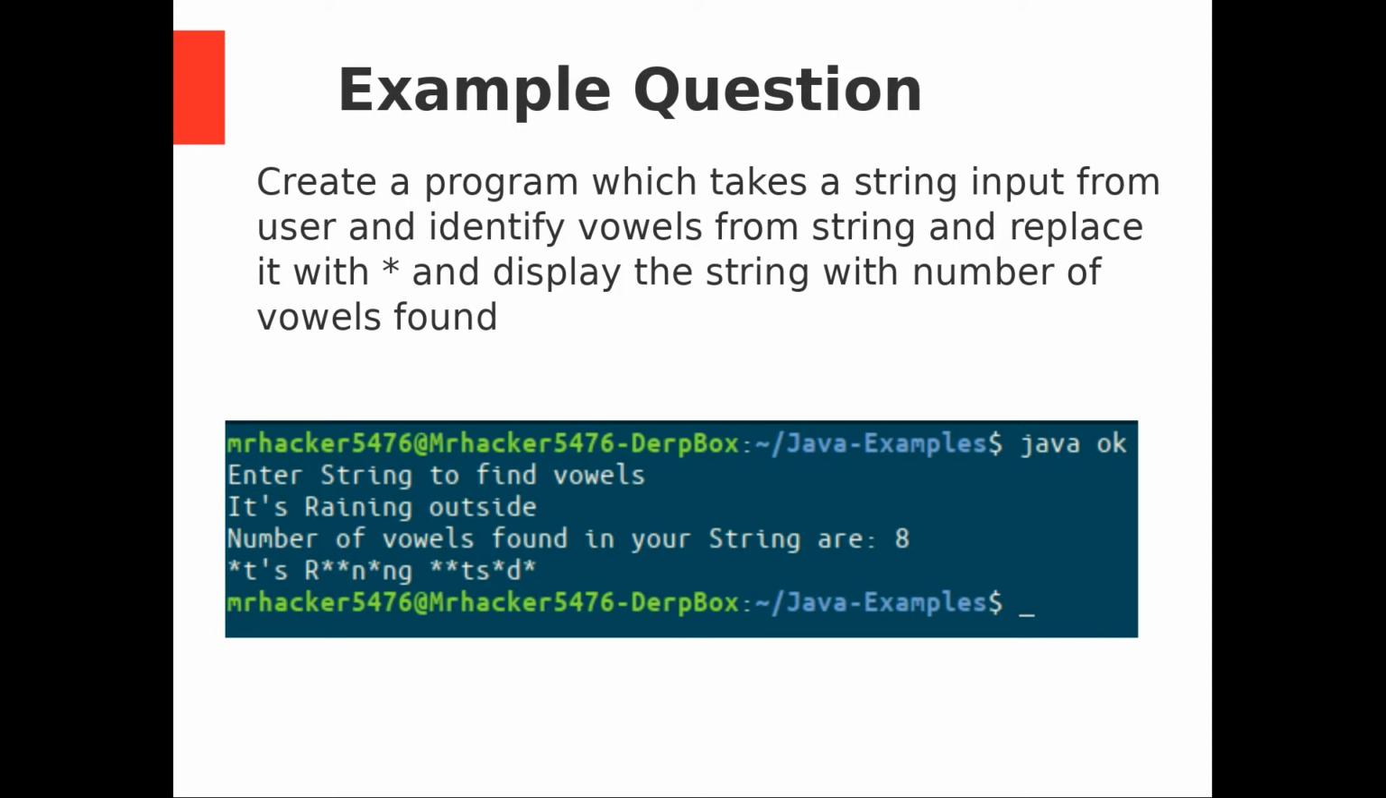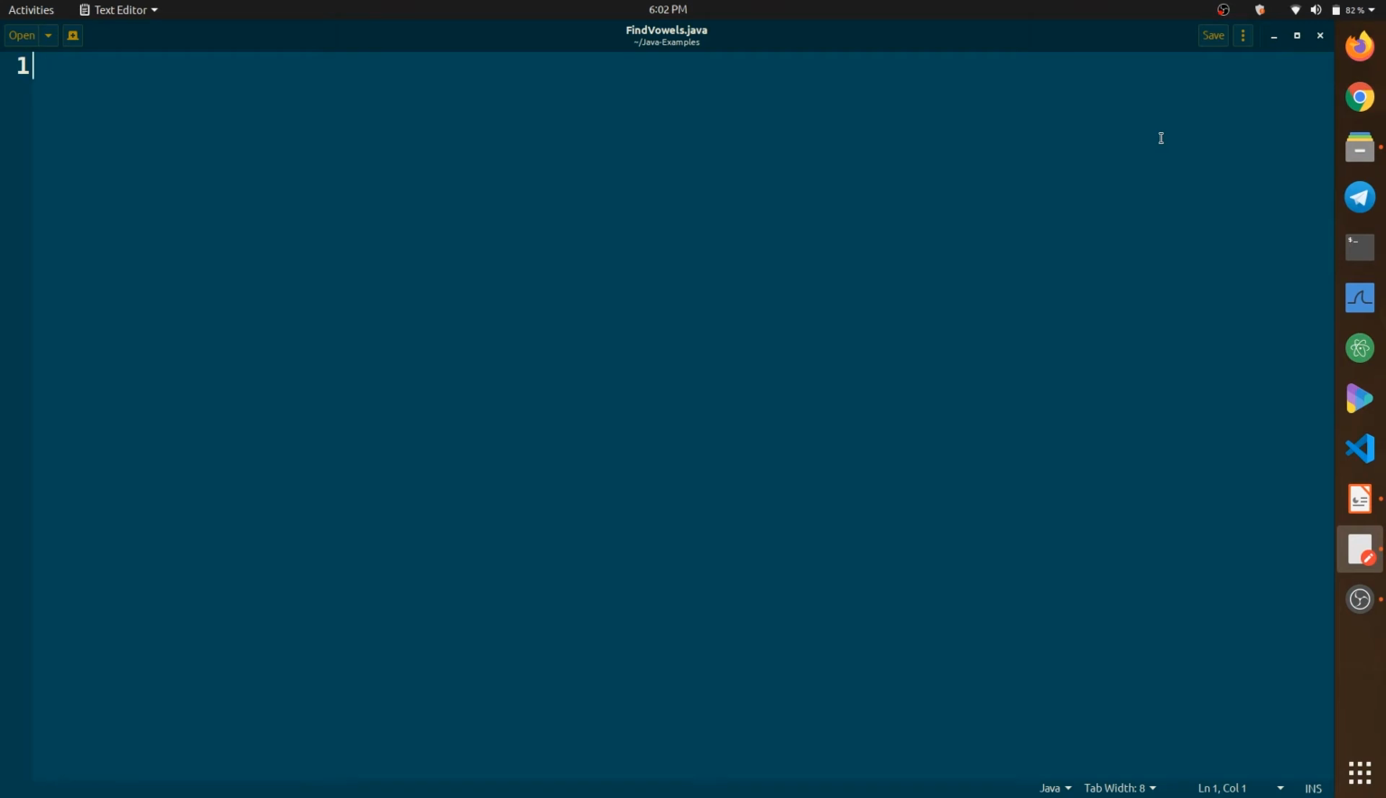So let's code our example. Okay, so here I am at my text editor. So let's create our class first. So class FindVowels, and let's declare it public.